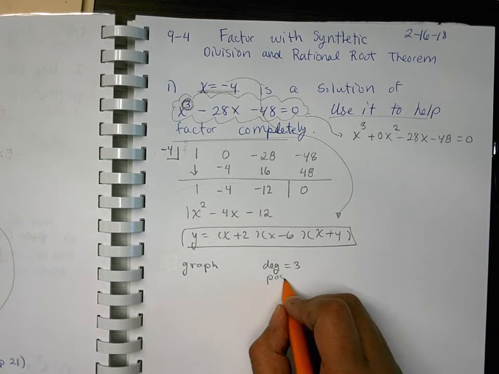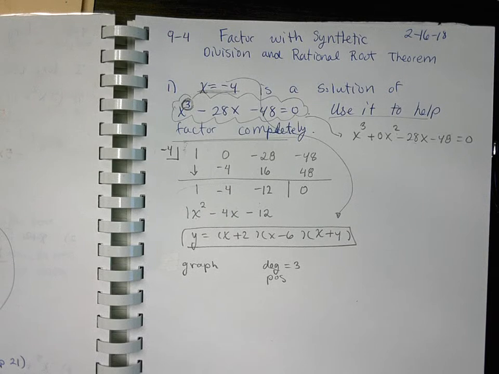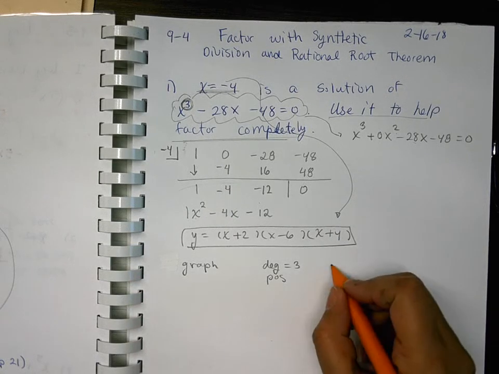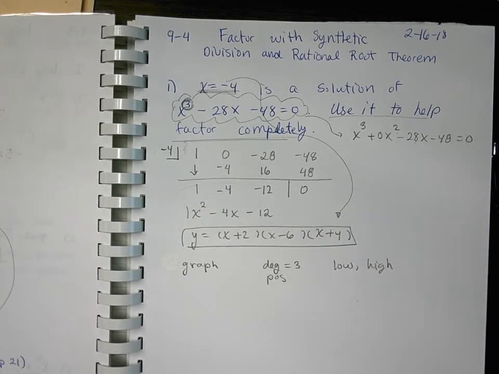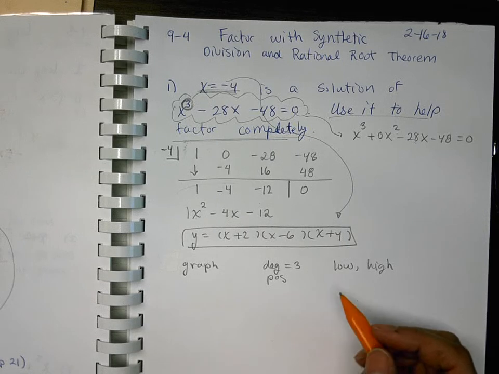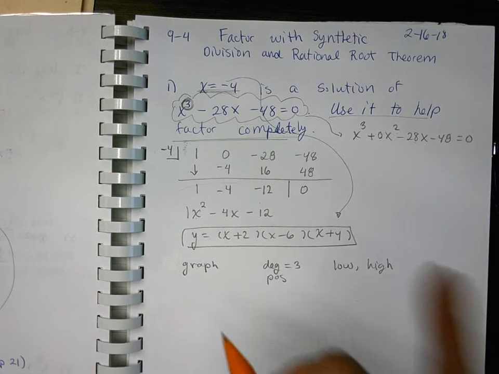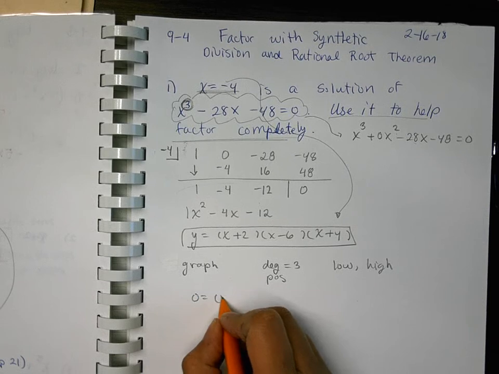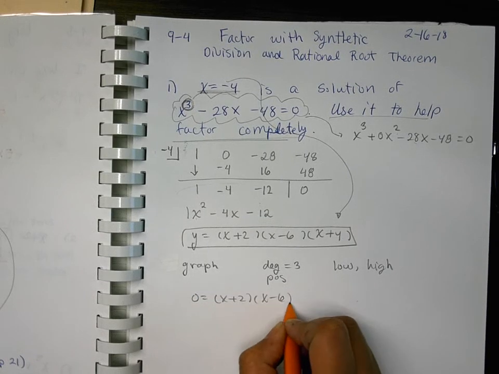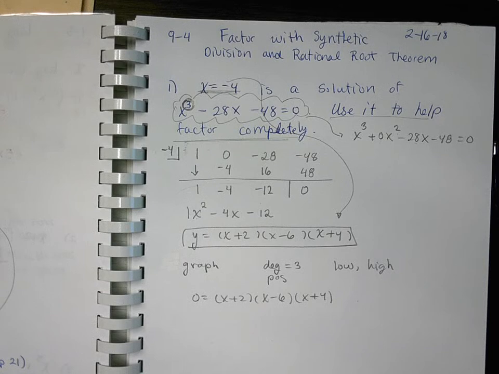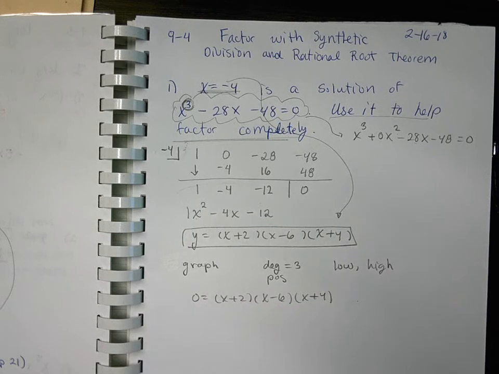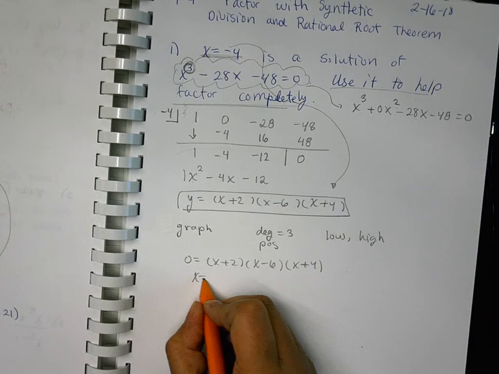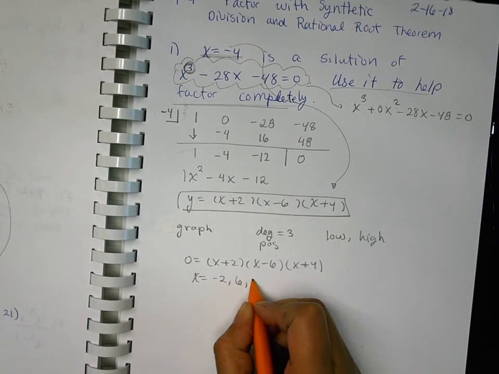Positive. What does that mean about our end behavior? Low, high? Everybody agree with that? All right, what's the next thing we do? Find our zeros and the y-intercept. All right, 0 equals x plus 2, x minus 6, x plus 4. Do any of these have a multiplicity of 2, or are they all multiplicity of 1? All right, so I'm just going to list them. X equals negative 2, 6, and negative 4.